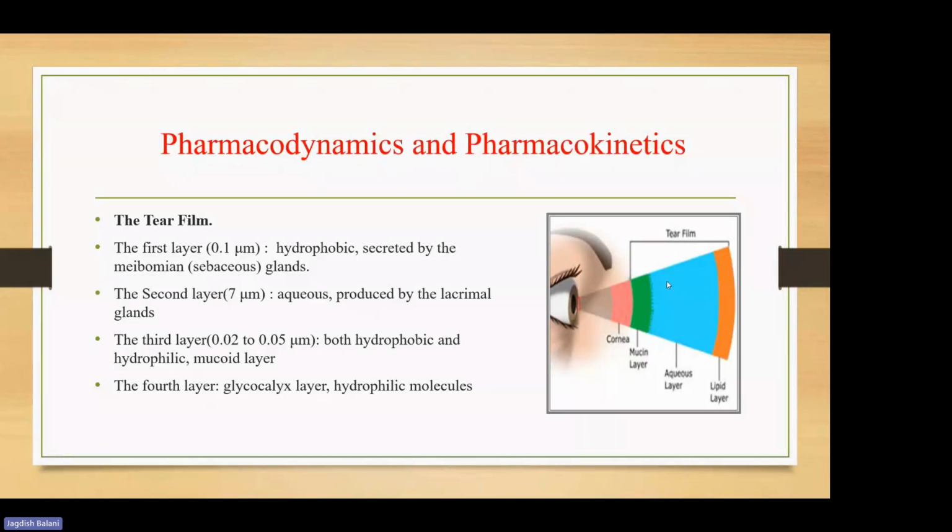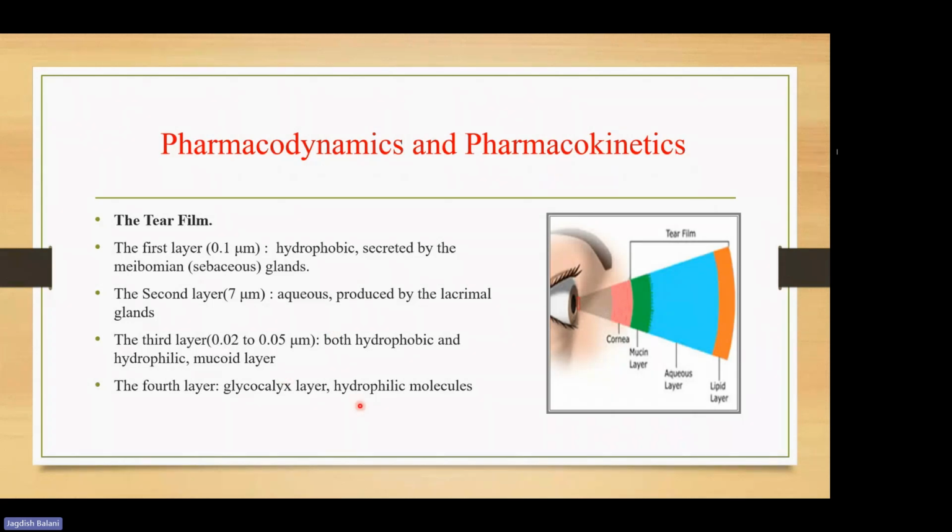Before the cornea, there is a thin layer which might not be seen; sometimes it is filled with only fluid that you can see over your eye. It has three to four layers. The first layer is a hydrophobic layer, secreted by the meibomian glands, and whatever toxicant or compound comes into contact with it will be easily expelled. The second layer is a little thicker and aqueous in nature, produced by the lacrimal glands. The third layer is hydrophobic and hydrophilic in nature. Whatever compound or toxicant comes into contact may reach this third layer and further travel to the cornea.